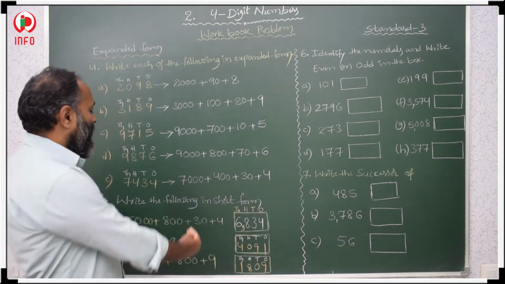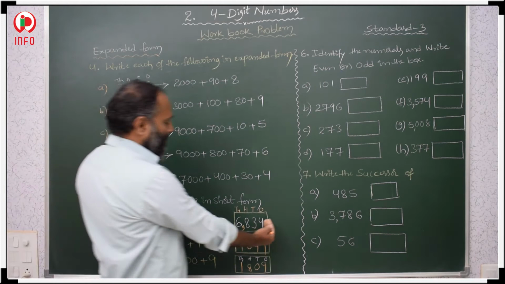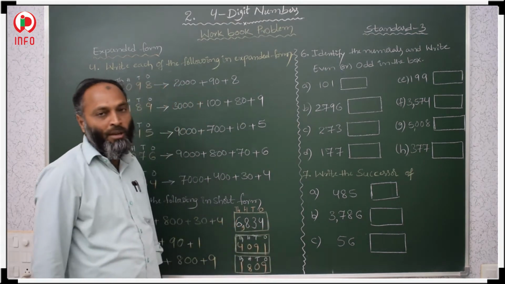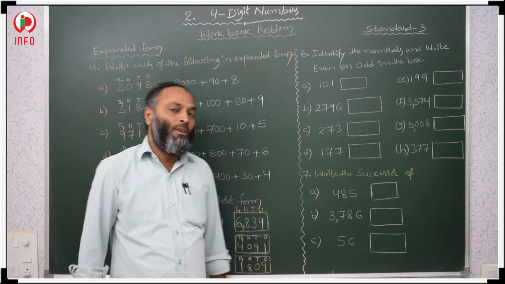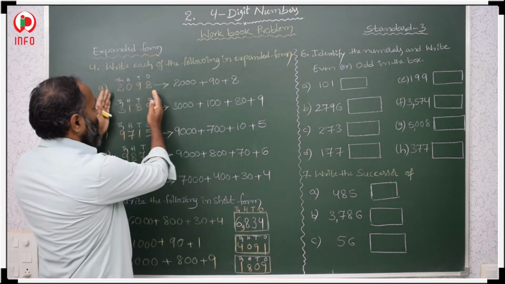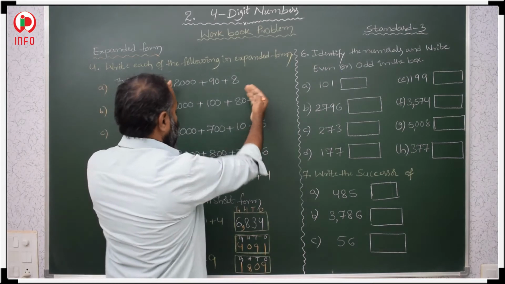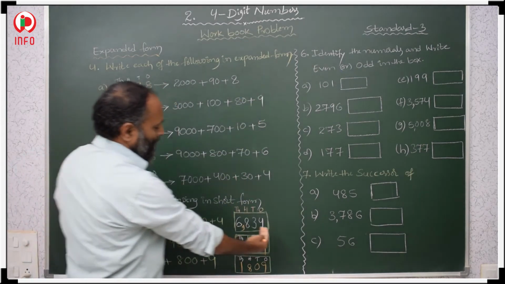So this is when expanded form is given. Then we have to write in short form or simplified form. It is also called short form. When short form is given, then write the expanded form. When expanded form is given, write the short form.